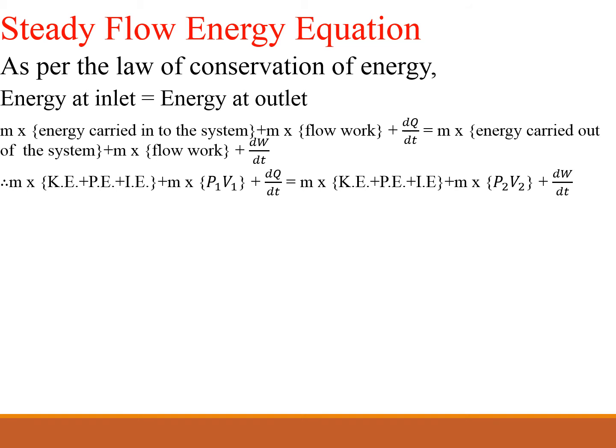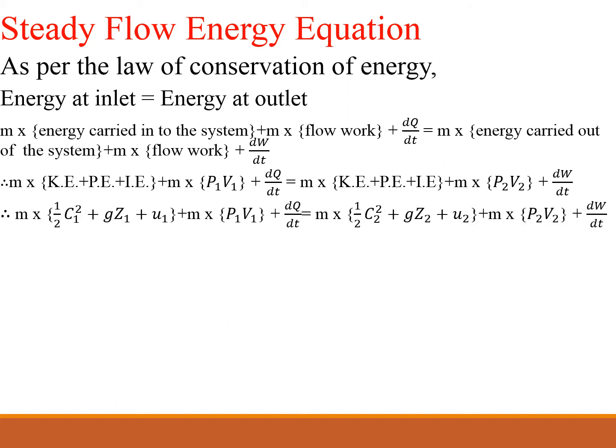So m times the sum of kinetic energy, potential energy and internal energy plus m P1 V1 plus heat energy is equal to m times the sum of kinetic energy, potential energy, internal energy plus m P2 V2 plus work done. Kinetic energy is equal to half m velocity squared, potential energy is equal to mgz, and internal energy is equal to mu.